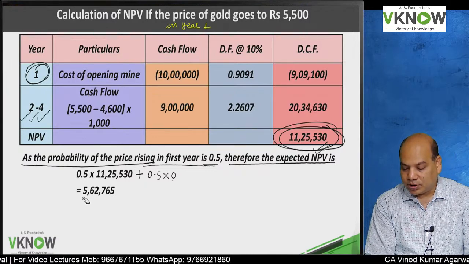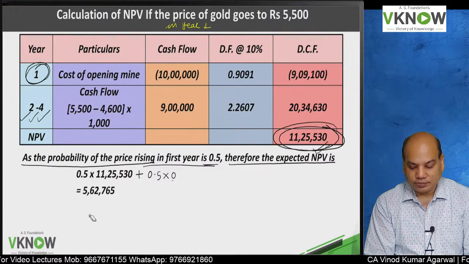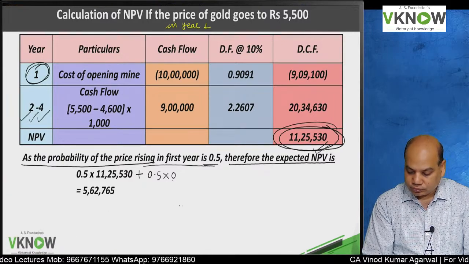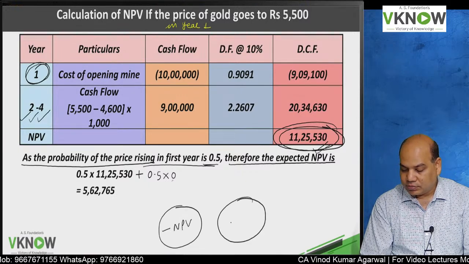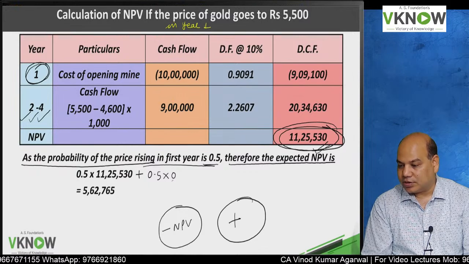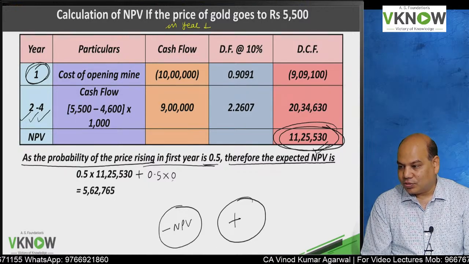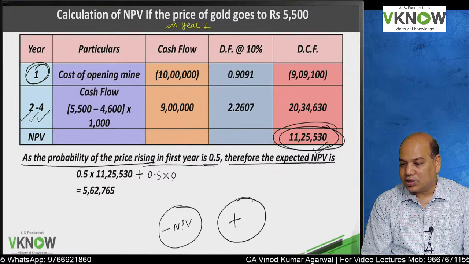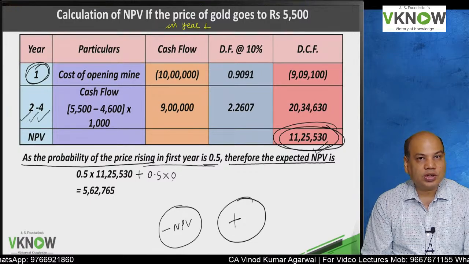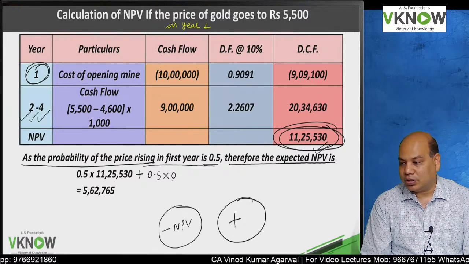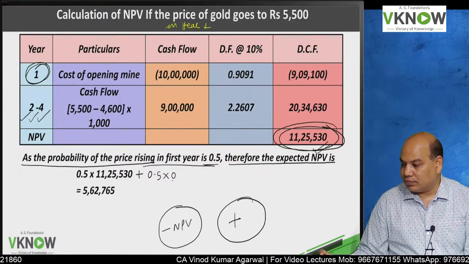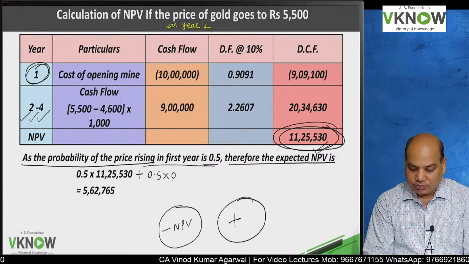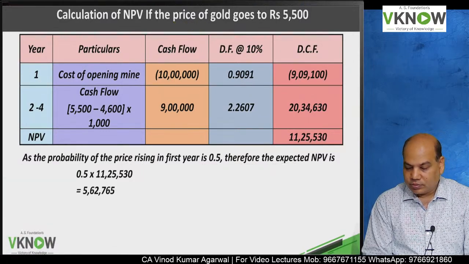Now this is positive. Think about it. If you start the mine now, your NPV is negative. If you wait for a year, expected NPV is positive. What would you do? Would you start the mine now or after 1 year? After 1 year. Wait for 1 year. Very good answer.